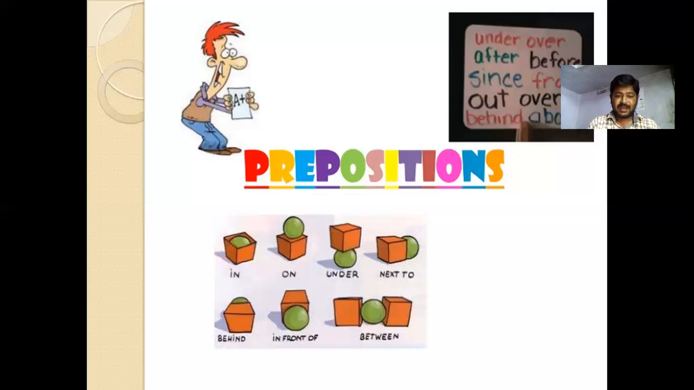The ball is behind the box. You can see behind is a preposition here. The ball is in front of the box. In front of is a preposition here. The ball is between two boxes. Between is a preposition here.